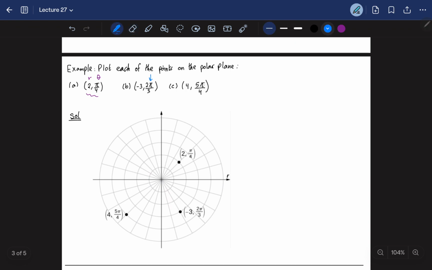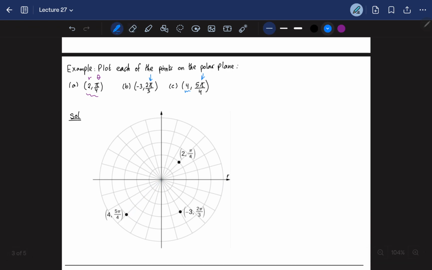And the last example, 5 pi over 4, it's already here. This is my angle, and r is positive, so I'm going to take it along the ray of the angle. 1, 2, 3, 4, and we stop here. So that's my point.